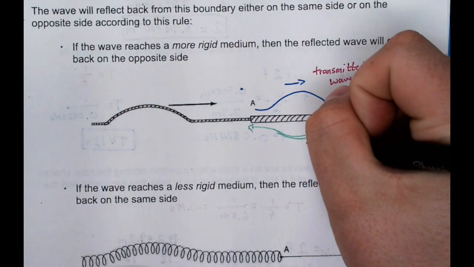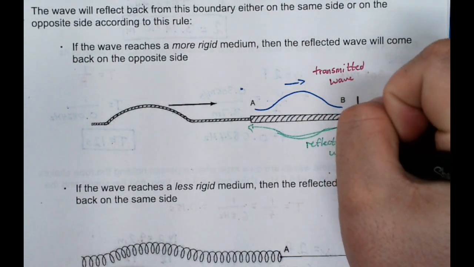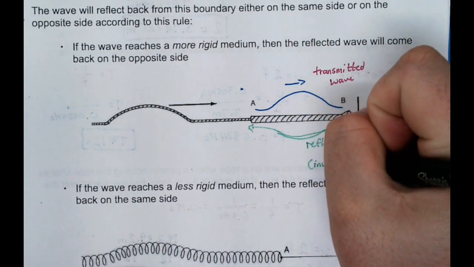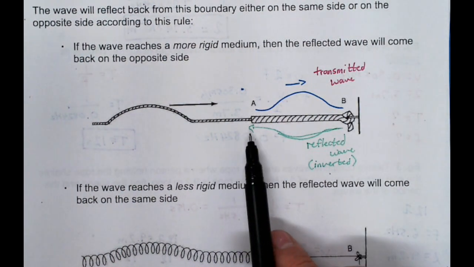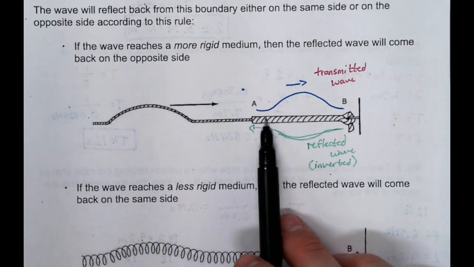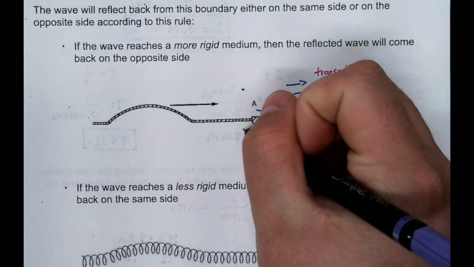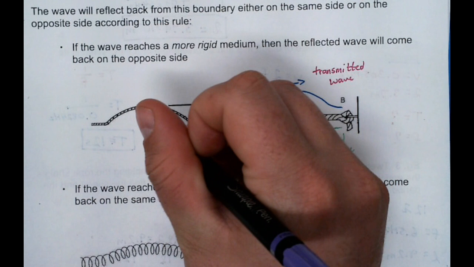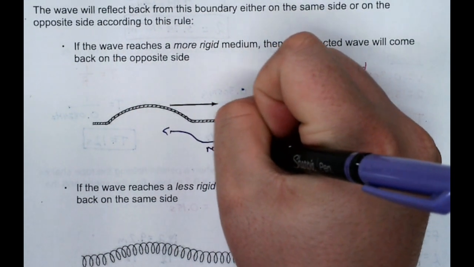As it comes back, it's going to go from the thicker medium into the thinner medium. When it's going into the thinner medium, it's going to keep that reflected wave on the bottom, coming back, and it's still going to be inverted. So the reflected wave will come back on the opposite side, or again, the term we use is inverted.